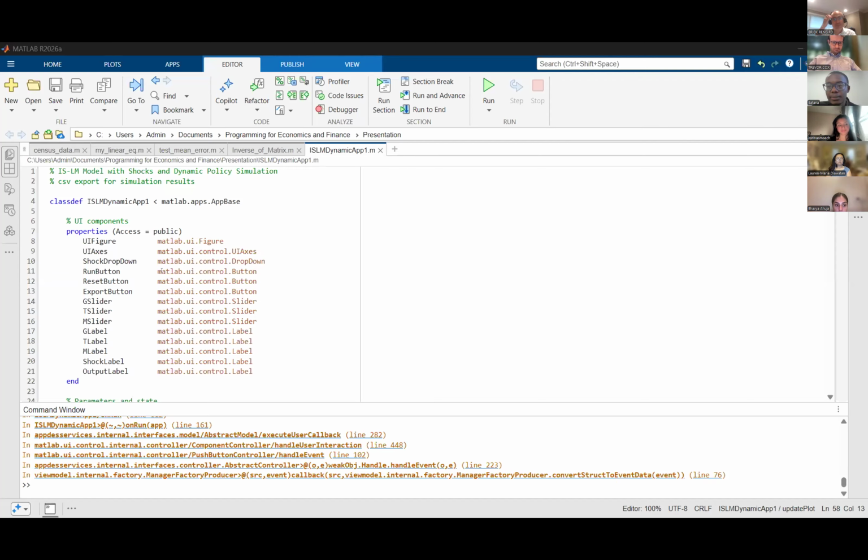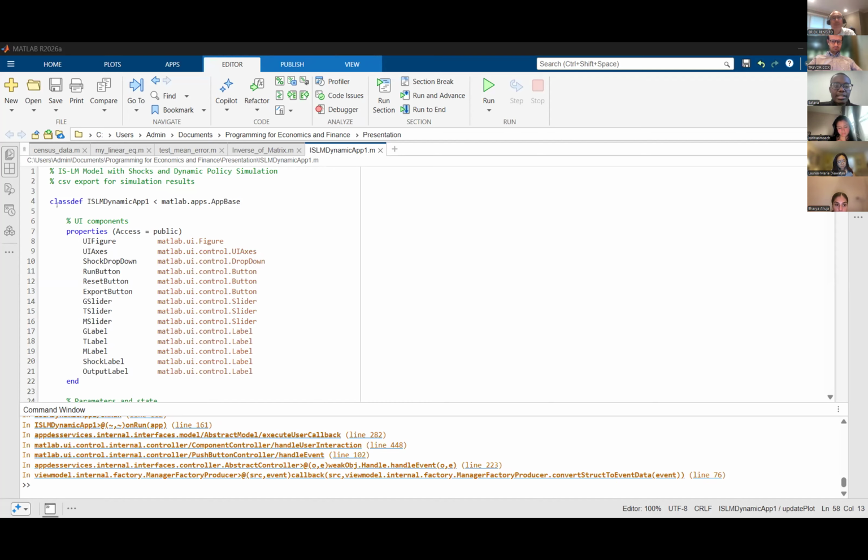Yep. Okay. So this is the IS-LM model with shocks and dynamic policy simulation. It creates a user interface wherein you can change the values for government spending, the level of money, and the interest rate, just to see how changes affect the general equilibrium.